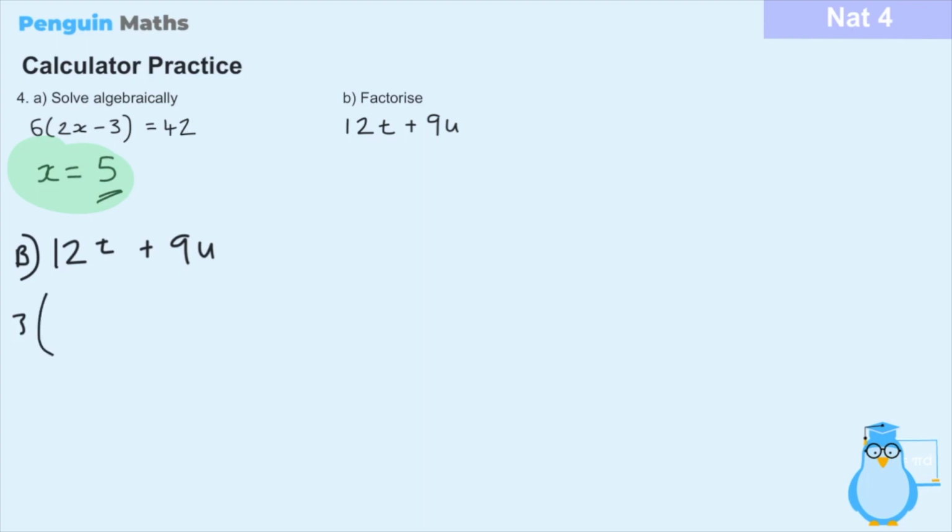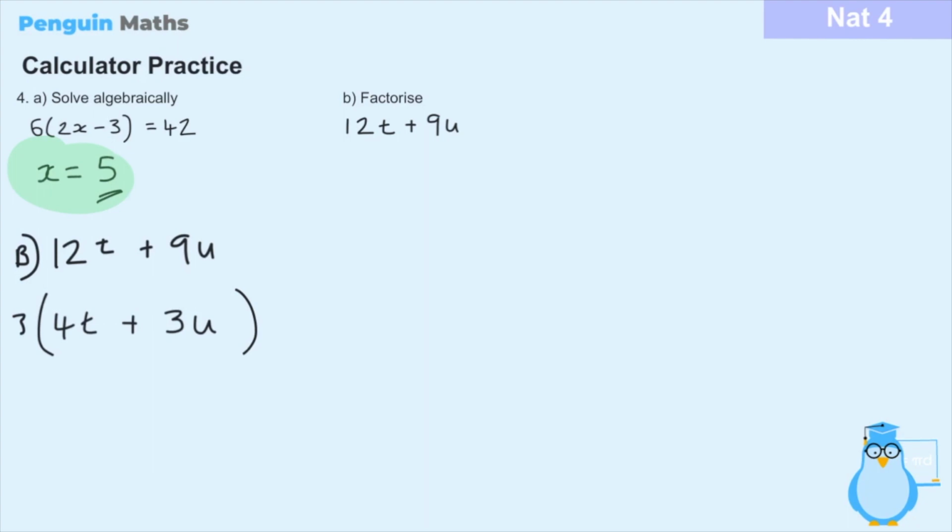So that means we put that outside the brackets, and then we think of what the terms are going to be inside the bracket. And how we do that is divide each of the terms by whatever the highest common factor was. So it would be 12t divided by 3, and that would give us 4t. And then we would do 9u divided by 3, and that would just give us 3u. And we can check this to see if it was correct. So it's like saying 3 times 4t is 12t, and 3 times 3u is 9u.